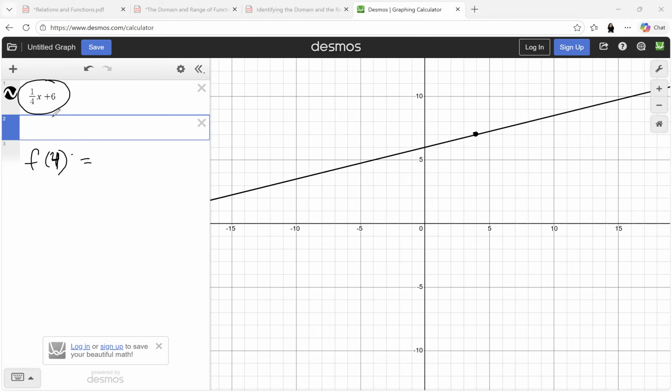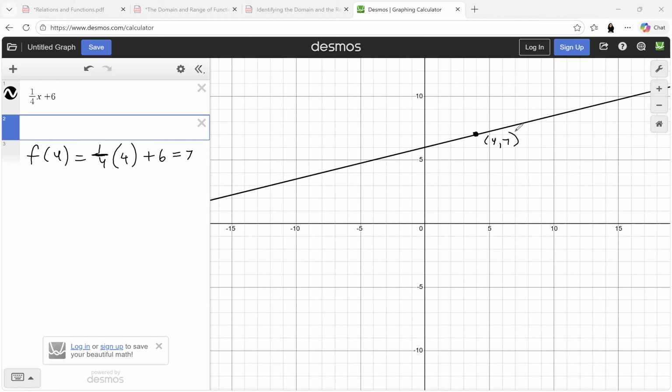But how would I write it algebraically? If I know that f of x is equal to 1/4 x plus 6, how do you work that out? 1/4 of 4 plus 6. Yeah. And that would be equal to 7. So the ordered pair here will be 4, 7.